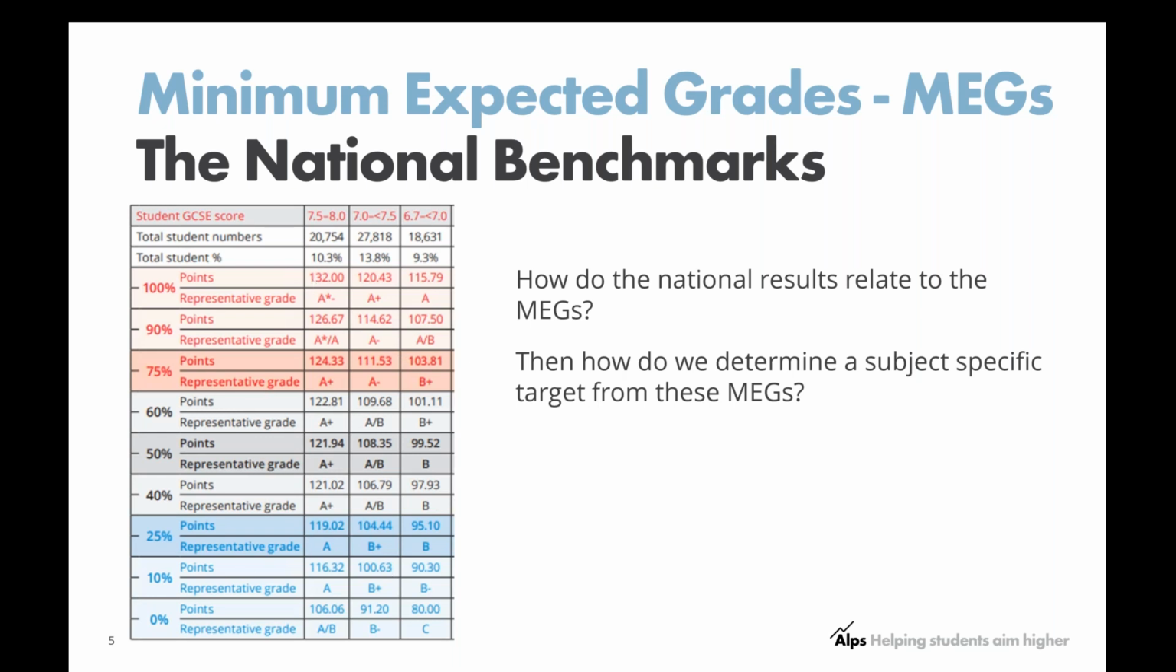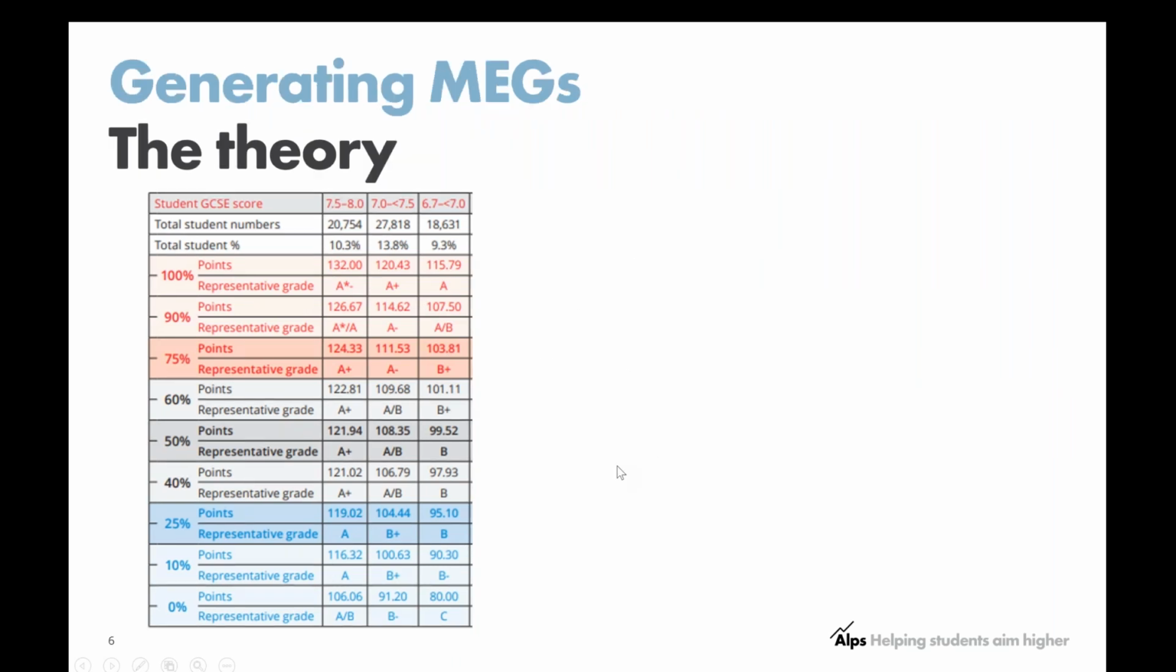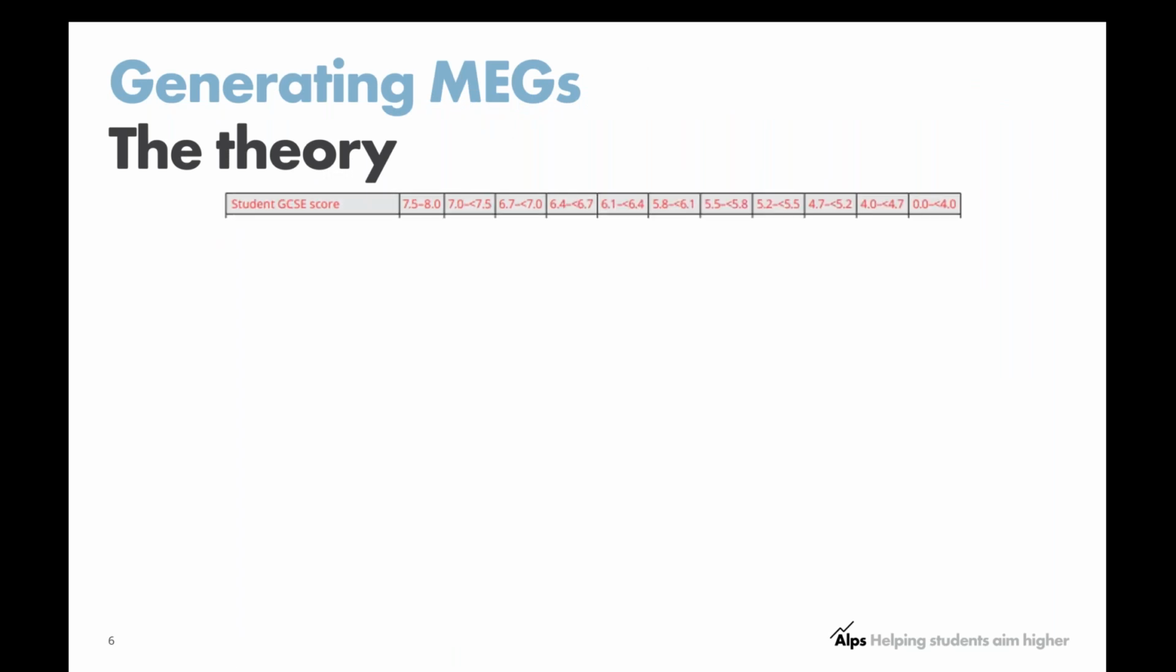Now, this is the national benchmarks, and I'm going to talk you through how Alps works at the 75% line here. Okay, so let's talk about the theory. Every student at Key Stage 5 is banded into one of 11 bands based on their prior attainment, and at Key Stage 5, that is their average GCSE score. So this band across the top here is the prior attainment band at Key Stage 4.